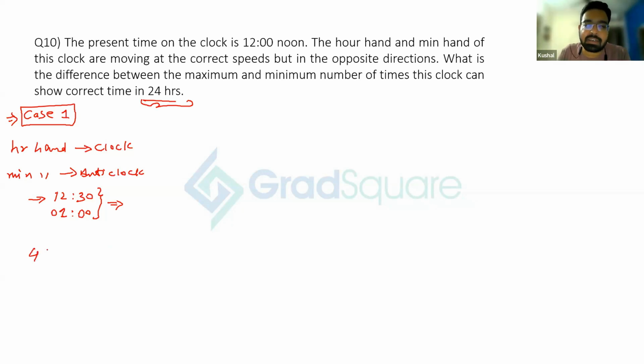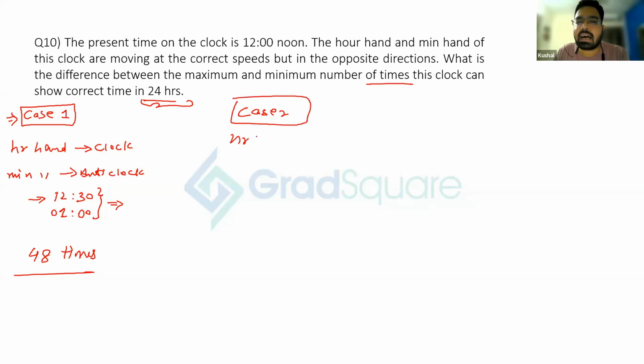Absolutely correct. It will reflect 48 times the correct time. I hope we all are clear. And this is the maximum time that it can show you the correct timing. What is the difference between the maximum and the minimum number of times this clock can show the correct time in 24 hours? This is your case one. What is your case two?